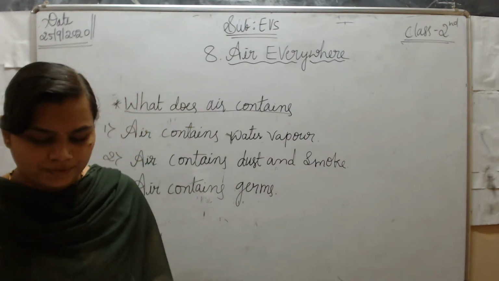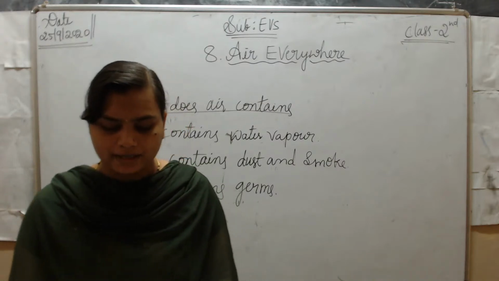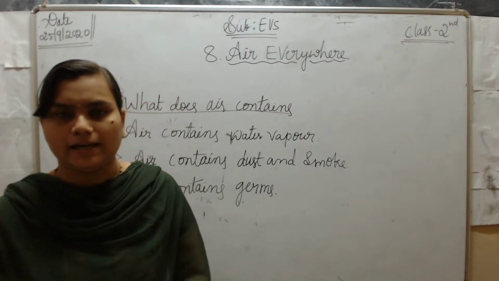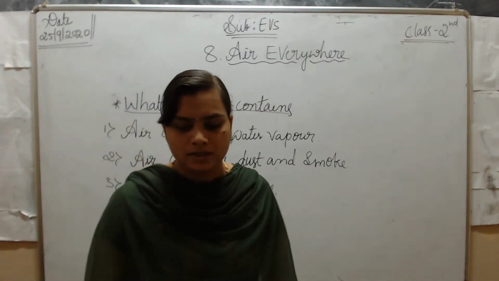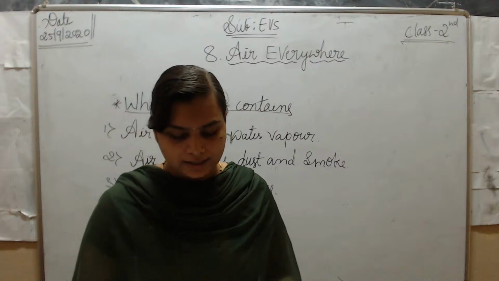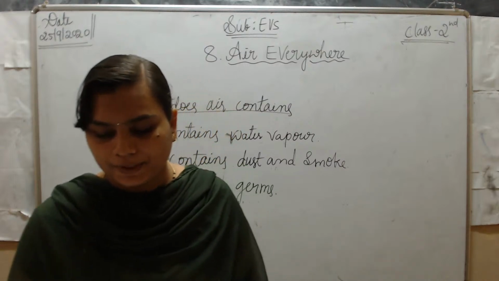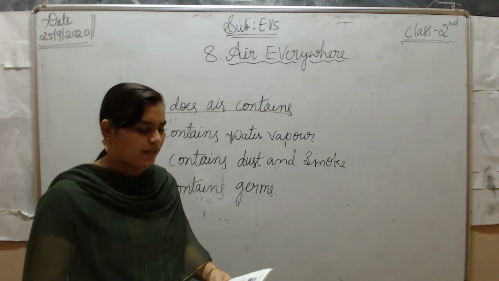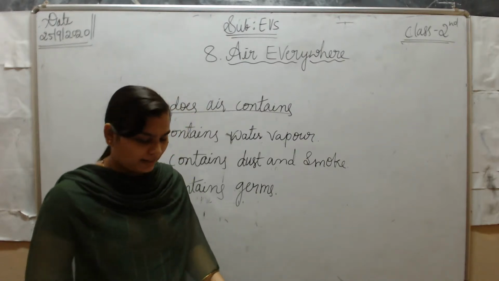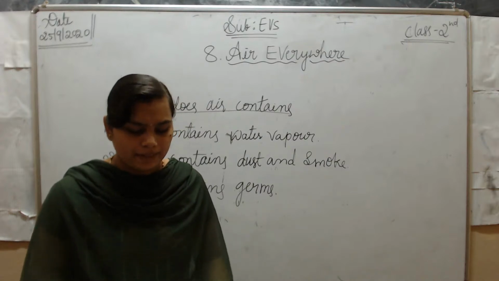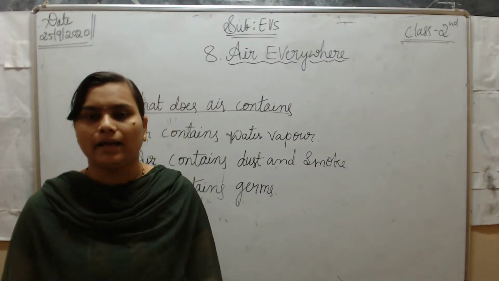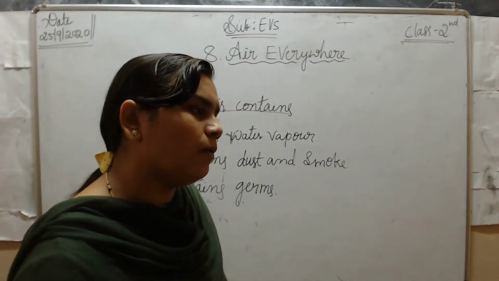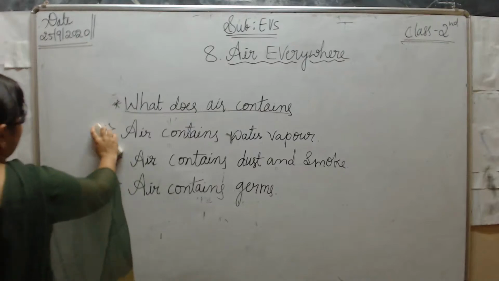Dirty and polluted air makes us sick and we may fall ill. Okay, students, we should breathe clean air. That's why we plant a lot of trees. Dirty or polluted air makes us sick. There are many things that pollute the air. These are the causes of air pollution. How does air become polluted?